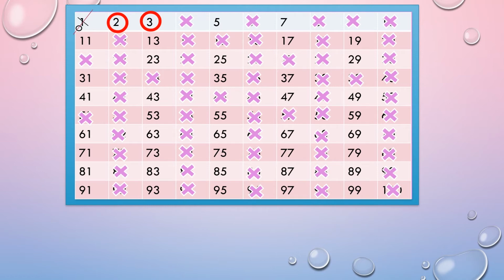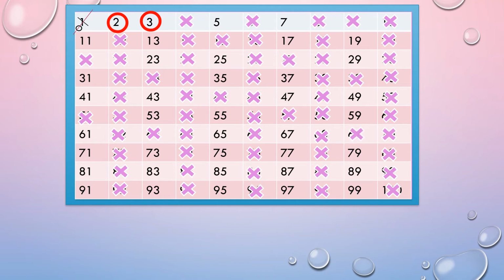61. 6 plus 1 is 7. Not in the tables of 3. Next number, 63. 6 plus 3 is 9. 9 is in the tables of 3. So cross out 63. Next number, 65. 6 plus 5 is 11. Not in the tables of 3. Next number, 6 plus 7 is 13. Not in the tables of 3. Next number, 69. 6 plus 9 is 15. And 15 is there in the tables of 3. So cross out 69.